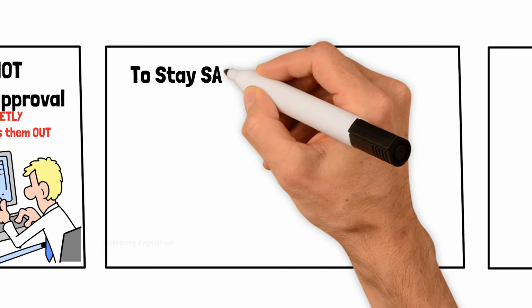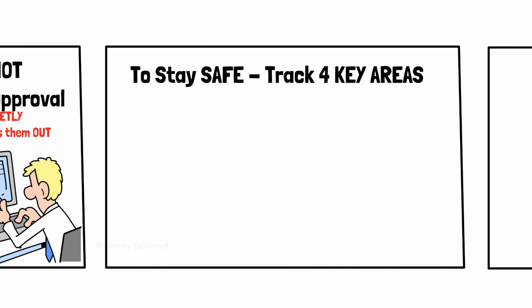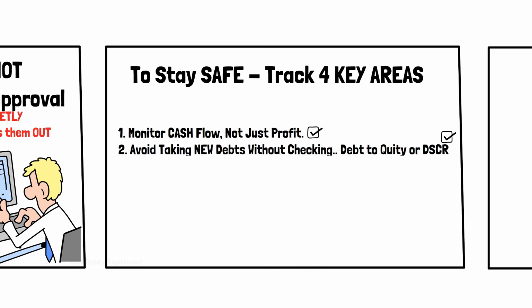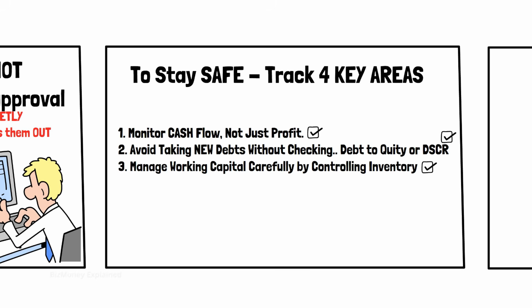To stay safe, beginners should track 4 key areas regularly. First, monitor cash flow, not just profit. Profit can exist without cash, but loan payments require real cash. Second, avoid taking new debt without checking how it affects debt to equity and debt service coverage ratios. Third, manage working capital carefully by controlling inventory, receivables, and payables. Poor working capital management is one of the biggest reasons covenants fail.